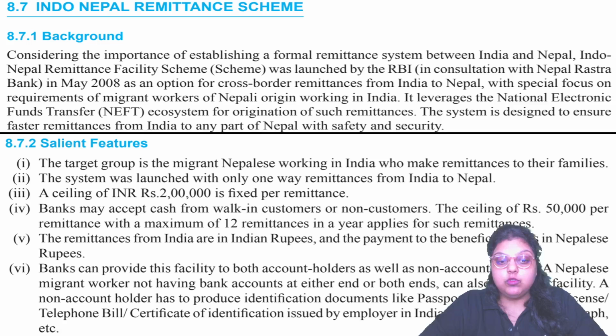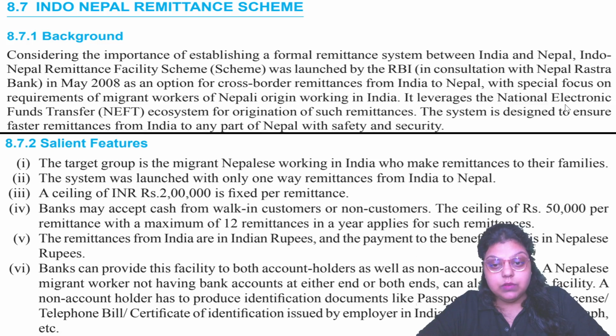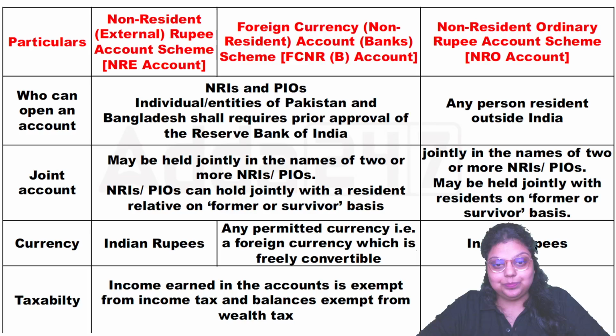But yes, they have to give their identification properly by giving a passport, PAN, driving license, telephone bill, or certificate of identification issued by the employer in India with detail and photograph, etc. So if they do not have a bank account on both sides, still by providing the proof of their identity, they can perform the transfer under the Into Nepal remittance. That's a one-sided scheme. Funds will be transferred from India to Nepal only.